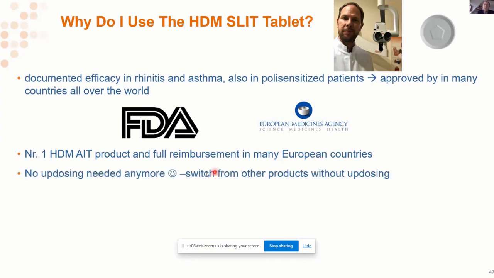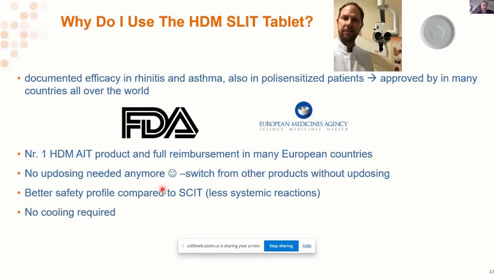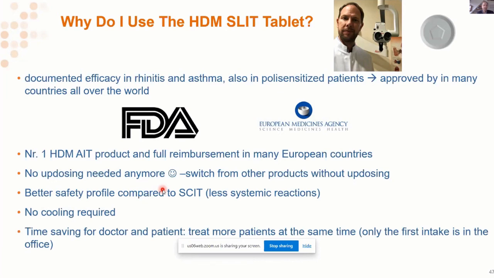I like it very much that it's very convenient because you have no updosing anymore. You have the first intake in the office, but you already start with a full dose and you have no updosing. This also means that you can switch to this product from many other products without any updosing. Just the first intake is in your office, and this makes it very convenient for the patient and for you. You have a better safety profile compared to subcutaneous immunotherapy, meaning you have less systemic reactions. You do not need any cooling. And it's really time saving. You do not have all these updosing injections as for subcutaneous immunotherapy.